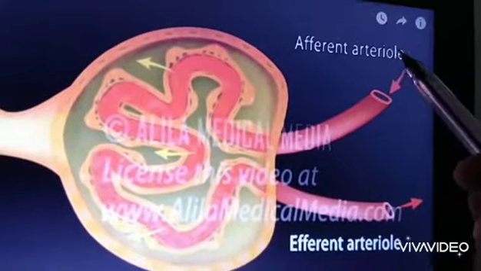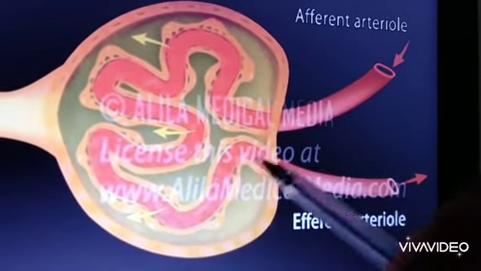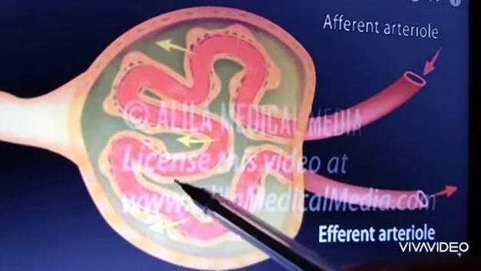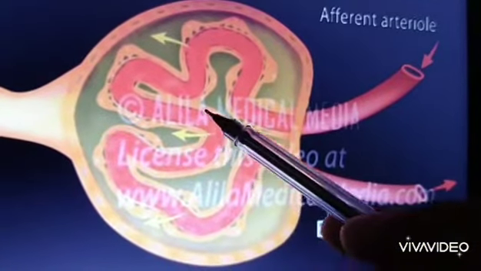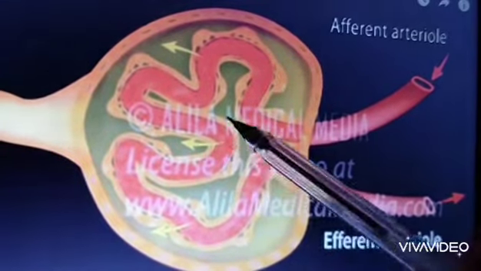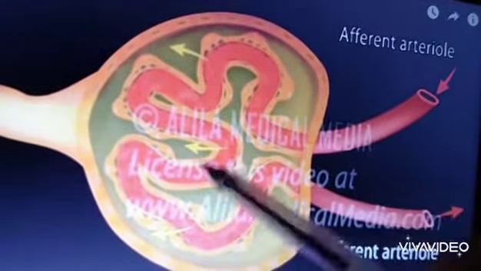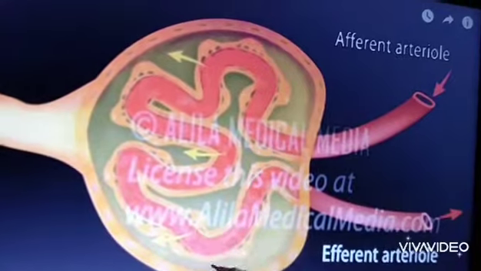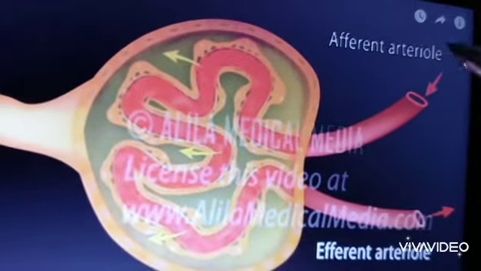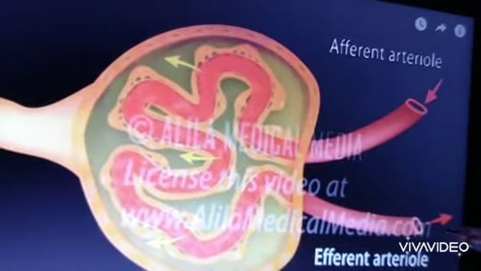You can see here the blood enters through the afferent arteriole into the glomerulus, that is the Bowman's capsule, and this is the glomerulus portion, and here the blood undergoes filtration. After the filtration process, the blood again leaves through the efferent arteriole. The afferent arteriole is bigger than the efferent arteriole.